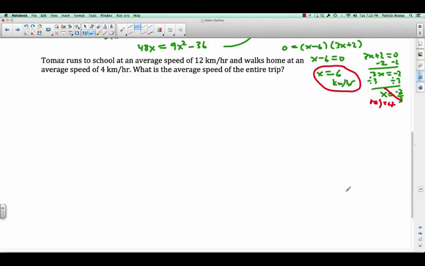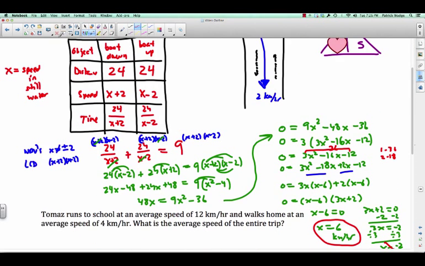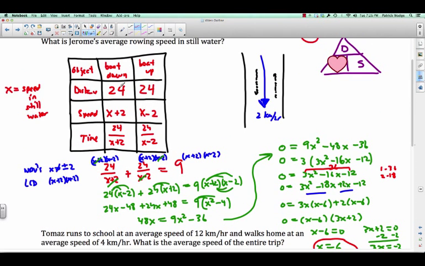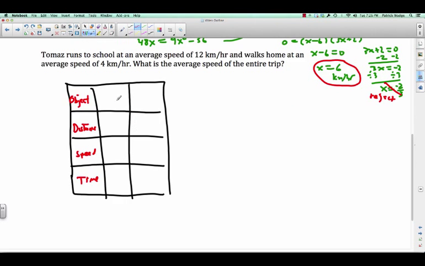Okay, the last one is also a distance problem, so we need to write this same table down again. So there it is. We've got Thomas in both cases, and in one case Thomas is running to school, and in the other Thomas is running from school, or home I'll put. The distance, average speed, walks home at an average speed. What's the average speed? It doesn't say what the distance is, so I'll call it x. Whatever the distance to school is, it's the same as the distance back home, so this is also x.